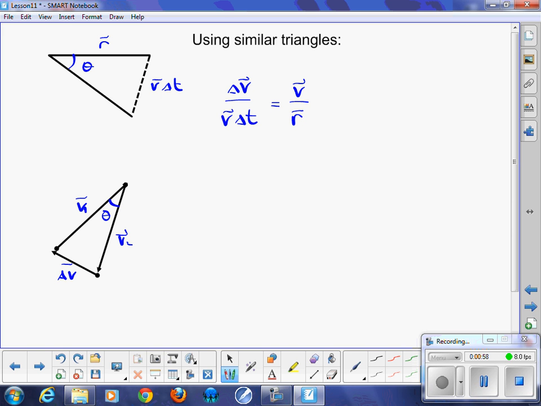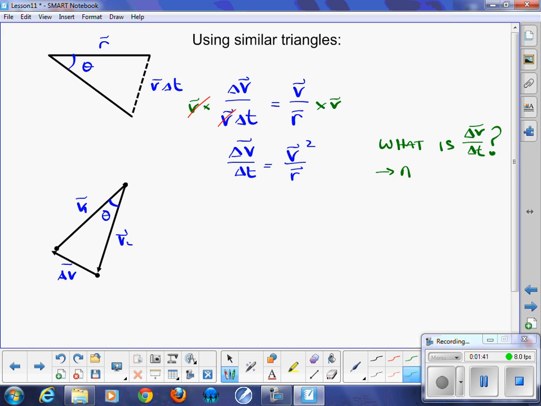All right, I'm going to do just some simple algebra here. I'm going to multiply both sides by the vector V. When you do that, we end up with delta V over delta T equals the vector V squared, or your velocity squared, divided by your radius. Now, off to the side here, what is delta V over delta T? What is change in velocity compared to time? Your change in velocity relative to time is acceleration.